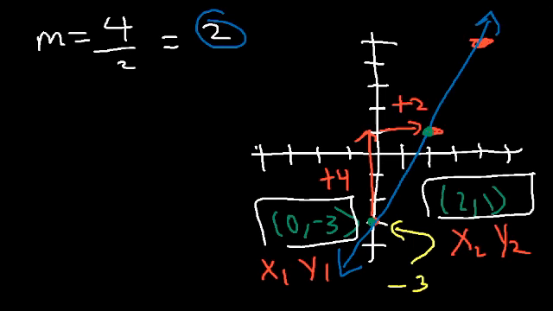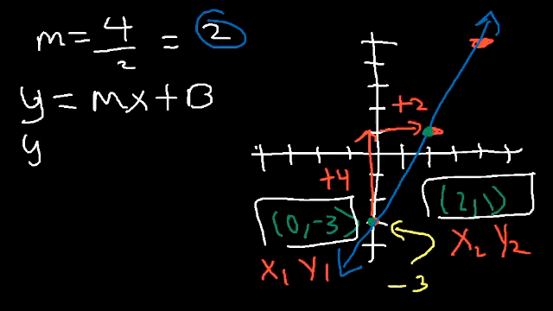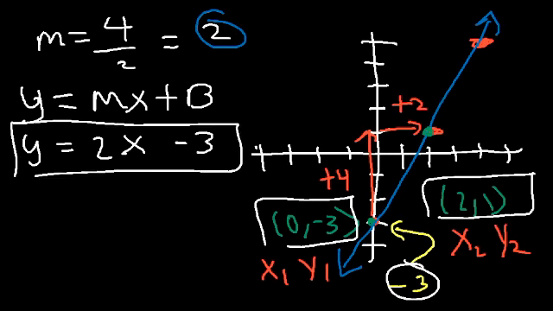So now we can write the equation of the line. So using the equation y is equal to mx plus b, we can see that m is 2 and b, the y-intercept, that's negative 3. So the equation is 2x minus 3. Let's try another one.